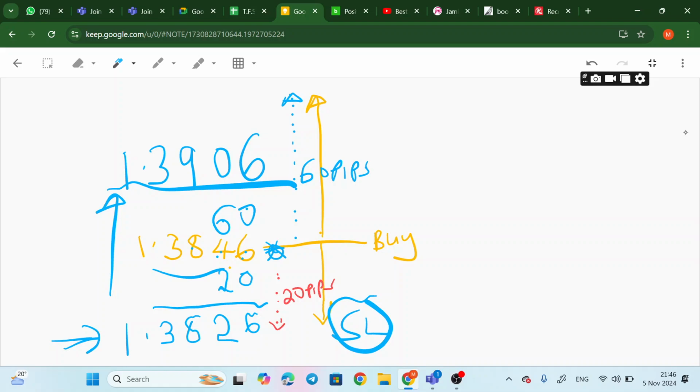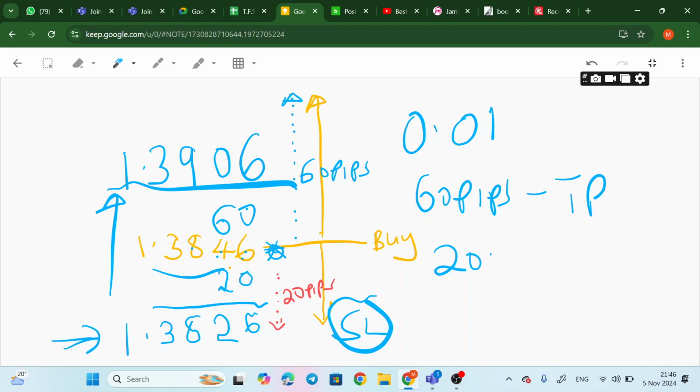Now, before we do the modification, remember our lot size is 0.01. Now tell me, if you are going to gain the 60 pips profit and the 20 pips loss in case the market hits your SL, tell me in terms of dollars, how much are you going to gain and lose? So tell me SL, maybe $50, TP, $100. Type down there on the chat. You are using this lot size. Remember your lot size is 0.01.